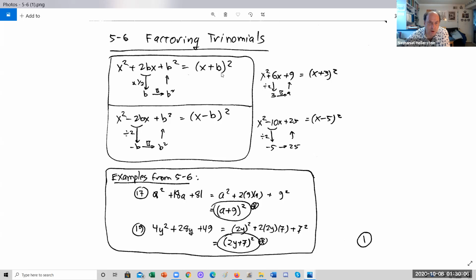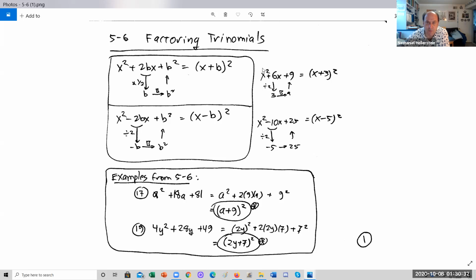Now, if you square x plus b, you get x squared plus 2bx plus b squared. Now, if you're starting with this, I want to factor it to this. Here's the trick. Here's this coefficient 2b. We divide it by 2, getting b, which goes there. If after squaring it, you get the same thing, b squared, then this is the case.